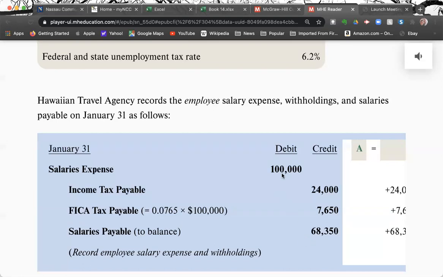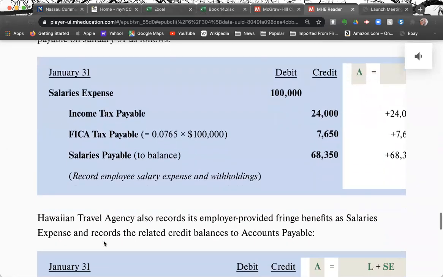If I take 100,000 debits and I subtract these two amounts credit, how much do I need to balance the entry? $68,350. That's the take-home pay. They don't credit cash, they credit salaries payable first. Eventually, you will debit salaries payable and credit cash, but they credit salaries payable first. Just an extra step.